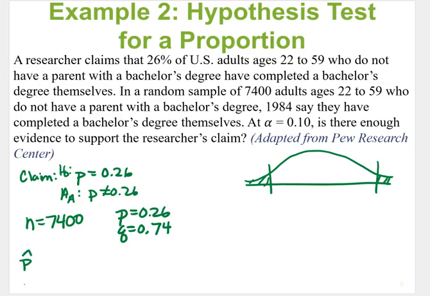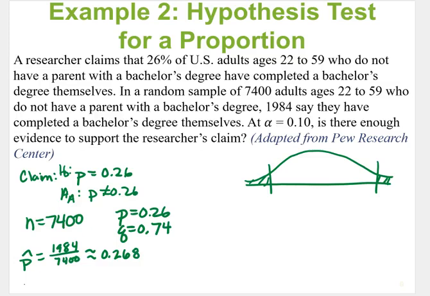So my p hat is going to be 1984 divided by 7,400. And that comes out to about 0.268. And my advice is this. When you do this, either go out a bunch of decimal places, like 2 or 3, at least 3, or just use the actual fraction when you do the computations. The more accurate you can be, the closer your test statistic is going to be, as if you were using technology. So the more accurate you can be the whole time, the better off you are. All right, so there's your p hat.